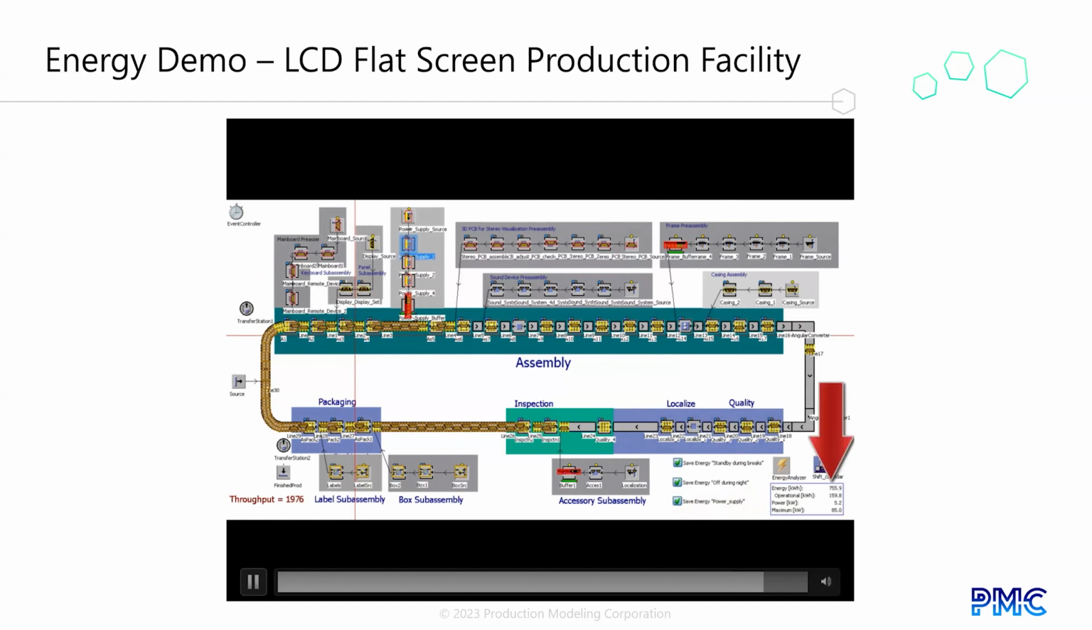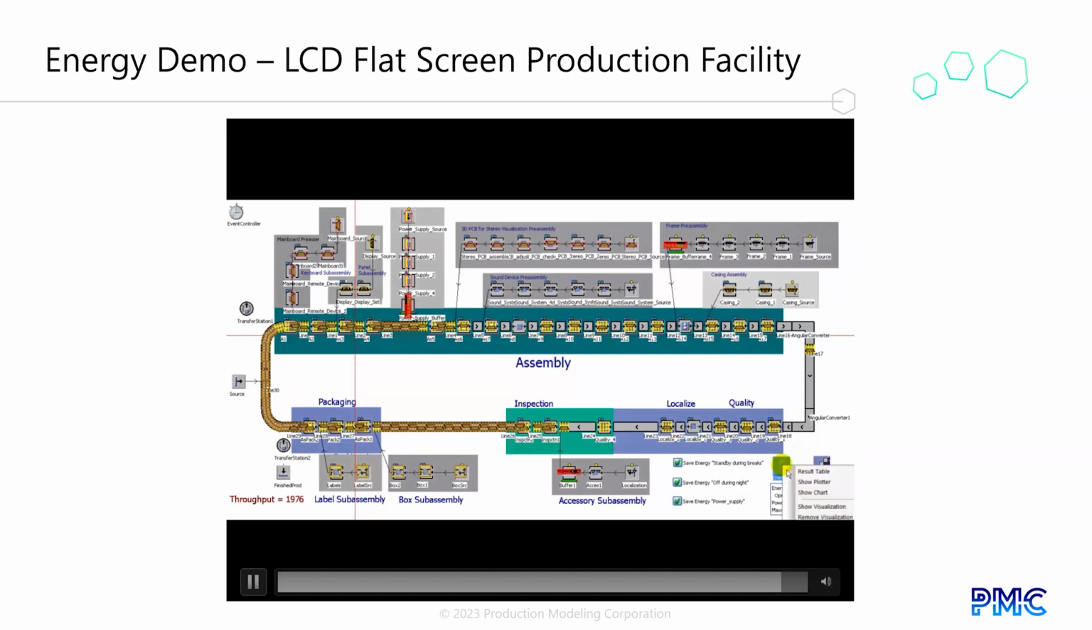Now, after running our model for one day, our Energy Analyzer's display panel shows that we've decreased total power consumption from 819.1 kilowatt hours to 755.9 kilowatt hours. And once again, we achieved these savings without any decrease in throughput.